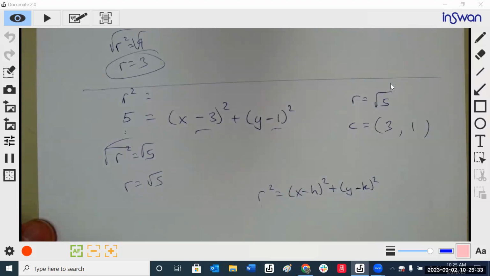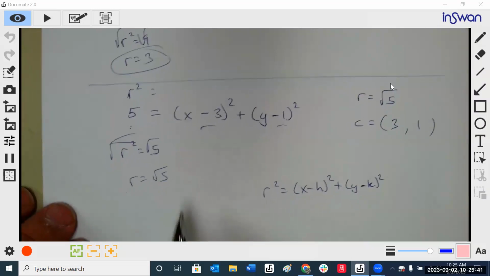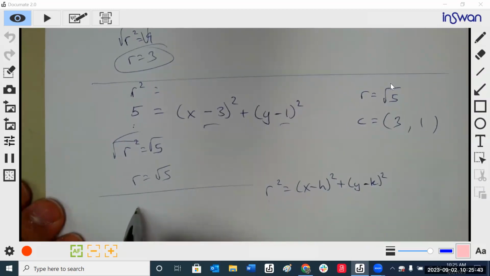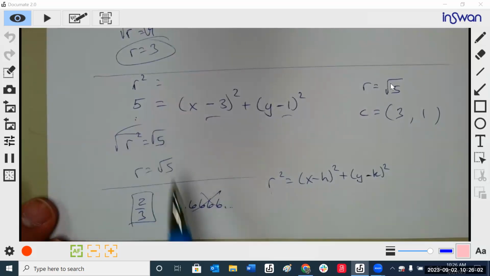Yes, leave it as radical 5. Okay, that's a very good question. I'm glad you asked. For example, which one's more accurate? Because that one goes on infinitely. This one is until my pen runs out. So that's why I leave it as fractions or radicals. Same thing there.